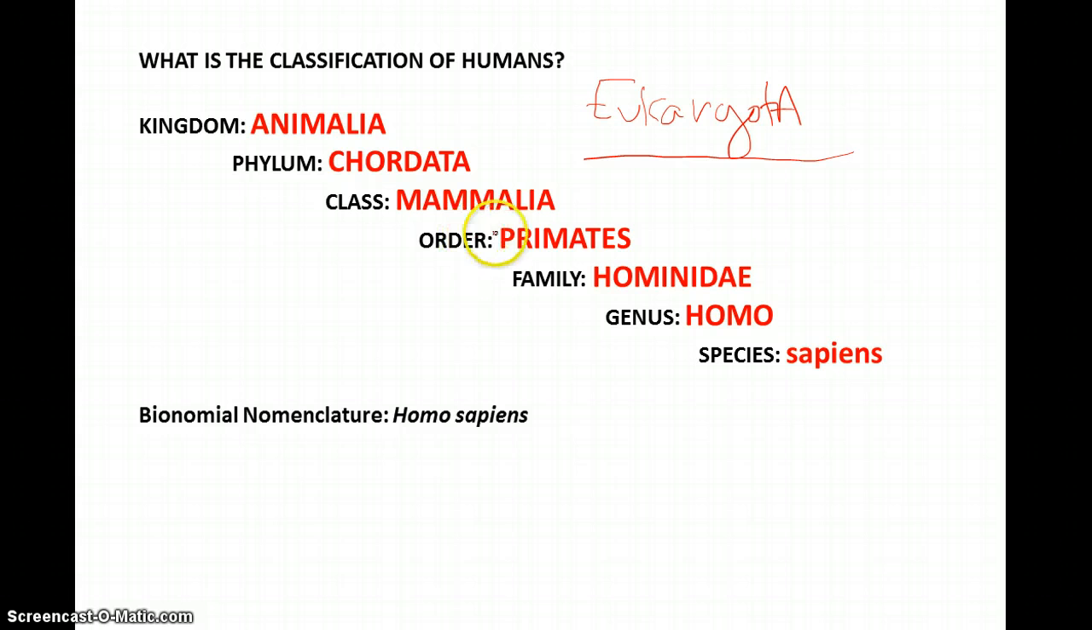Order comes under that. We're primates. We're in the family Hominidae. Those are the apes, the ape branch of the primate tree. And we're genus Homo and species sapiens. We are the only species in this genus, but on the planet there have been many other species of Homo, but right now we're the only ones.